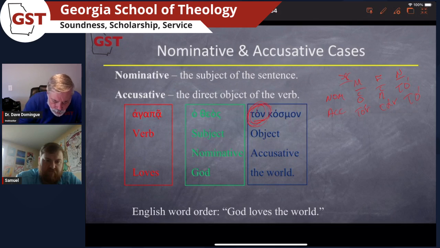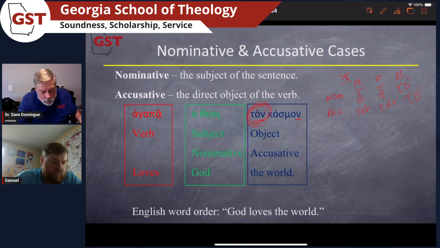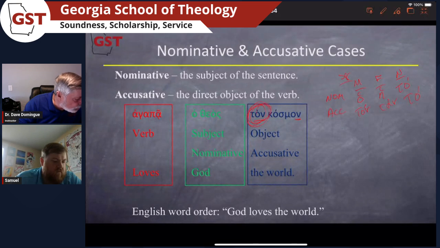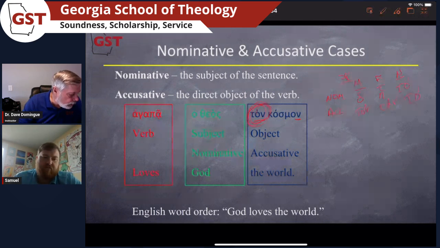All right, so I understand what you're saying. You're saying cosmon in the noun form can be masculine, singular, and neuter. Not masculine singular, that wouldn't be right. It could be accusative singular. The accusative, it could be neuter, because the accusative for masculine singular is on.